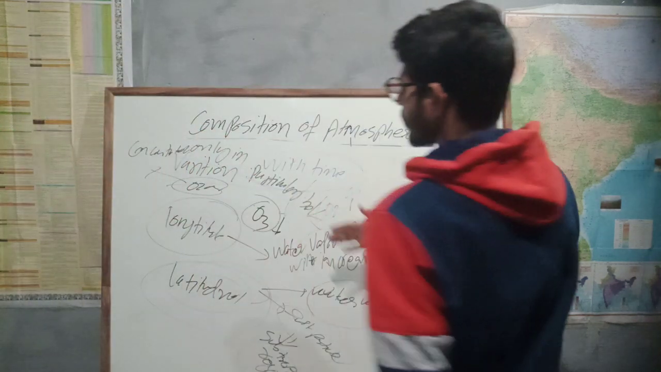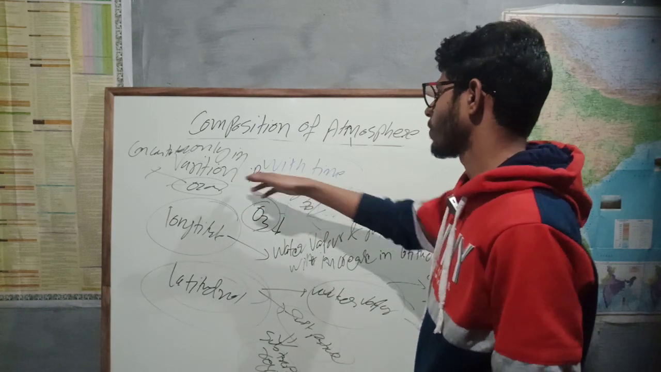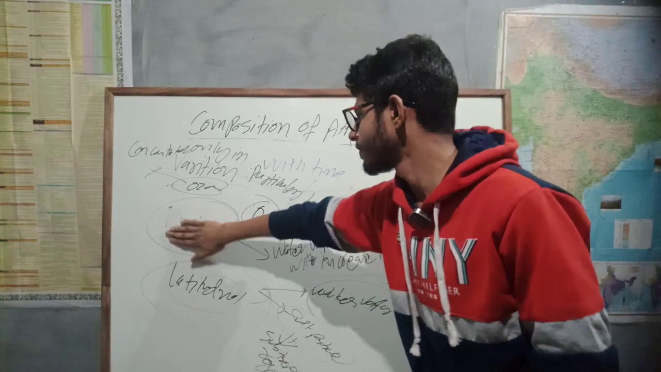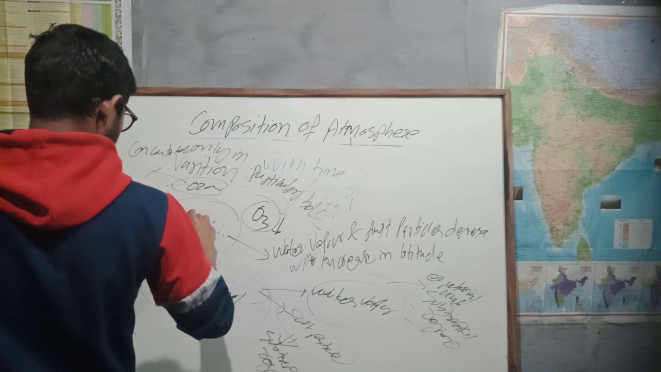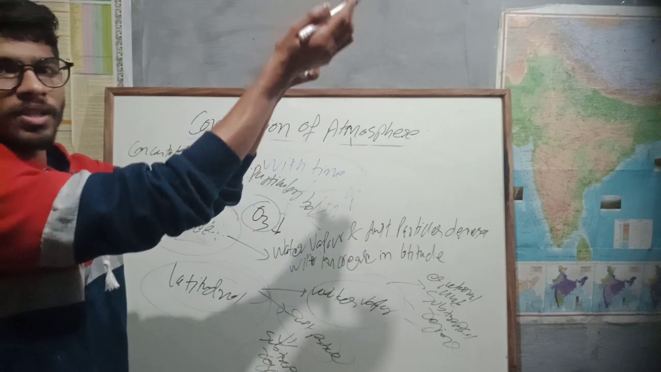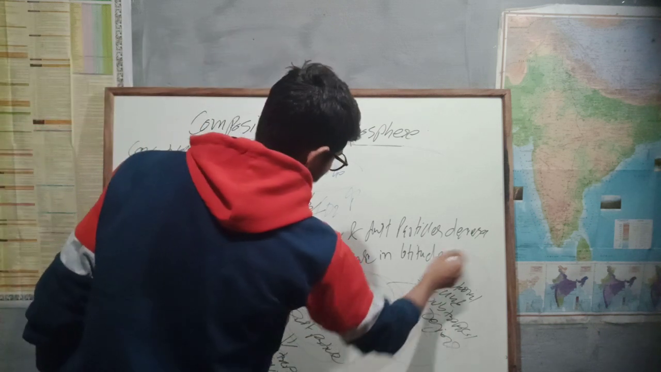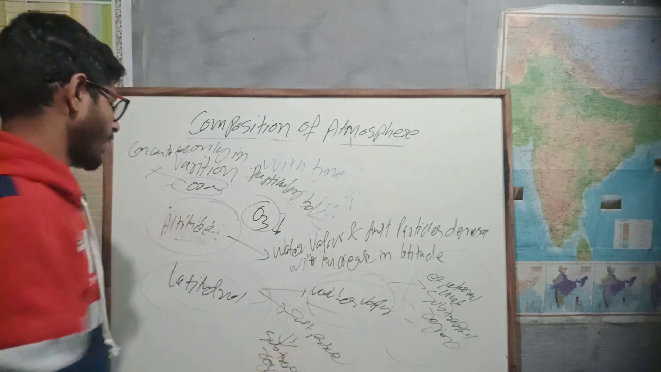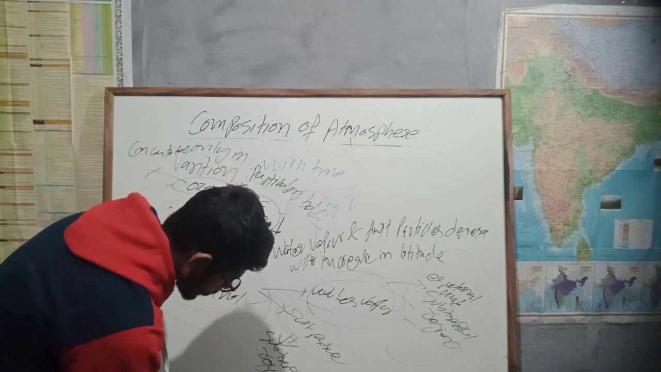So guys, this is variation. With time, CO2 is increasing and ozone is decreasing. Then altitude: water vapor and dust particles decrease when you go upward in the atmosphere. With latitude, water vapor is confined to equatorial and subtropical regions, and dust particles are confined to subtropical regions. So this is all about the composition of the atmosphere.